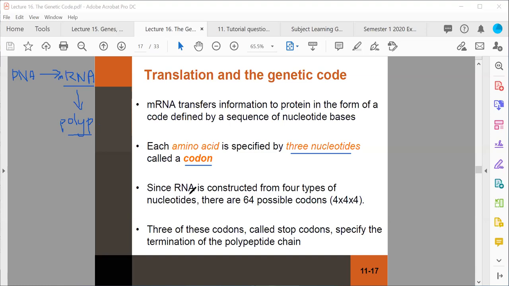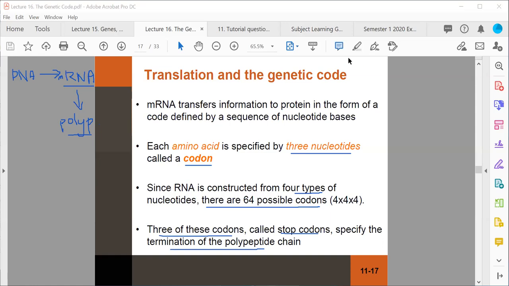All right, now I'll show you that in a minute. So since RNA is constructed from 4 types of nucleotides, there are 64 possible codons. So remember, a codon is simply a run of 3 nucleotides. Where did that number come from? 4 types of nucleotides, so 4 by 4 by 4. Now, they know that 3 of these 64 codons are called stop codons, and these actually specify termination of the polypeptide chain.